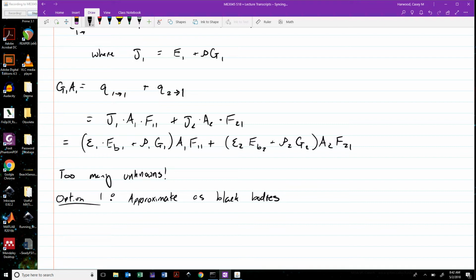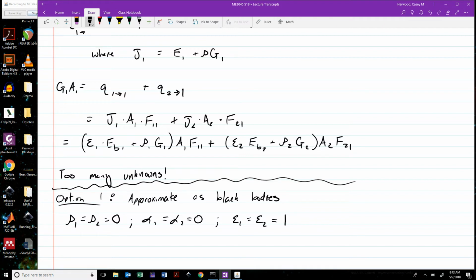And if we do that, then we'd say that rho 1 is equal to rho 2 is equal to 0. That is, there's no reflection off of black bodies. They absorb everything. Alpha 1 equals alpha 2 is equal to 1. And epsilon 1 is equal to epsilon 2 is equal to 1. They're perfect emitters.